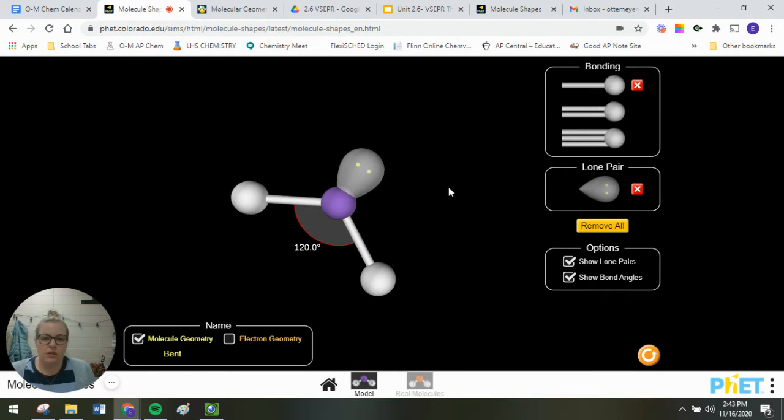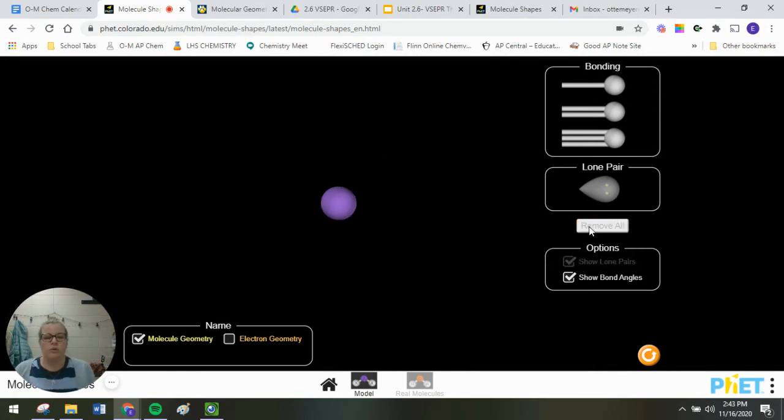In technical terms, we would call this 3 electron dense areas, because there's an electron pair here, there's a pair of electrons in the bond, and a pair of electrons in the other bond. So this molecule has 3 electron dense areas. 2 of those areas are coming from bonds, and another one is coming from a lone pair. So what you're going to be doing is playing around with the different combinations that you see and recording the names and the bond angles for them.